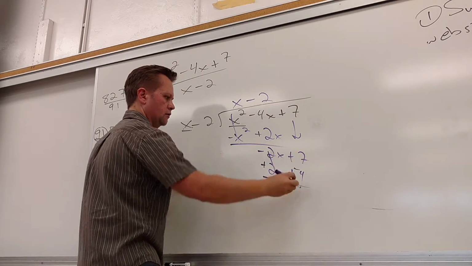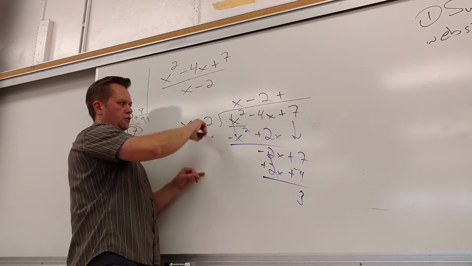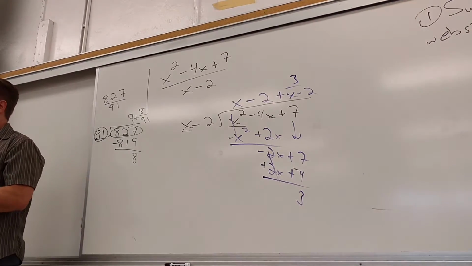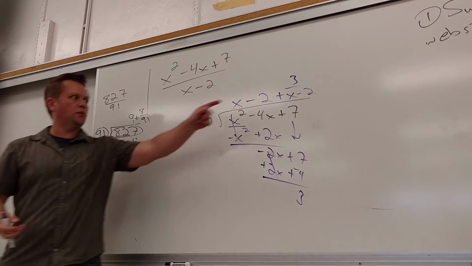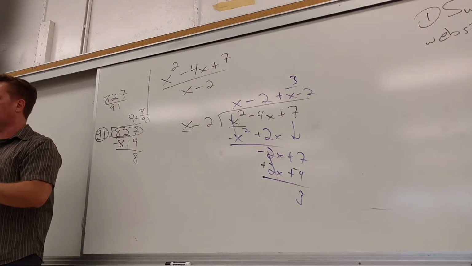So I get 3. How do I write that? Plus 3 over x minus 2. Always plus. You can always put plus, and if it's negative, you can put the minus there if you want to. You have some flexibility there.